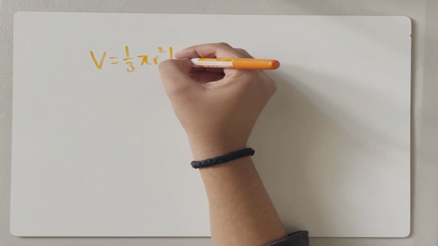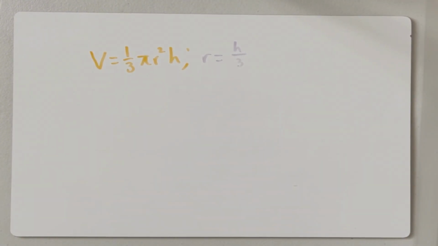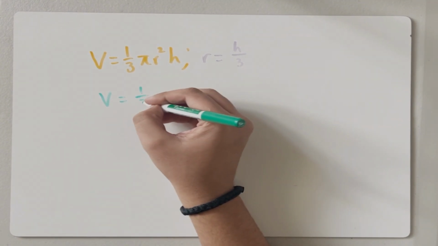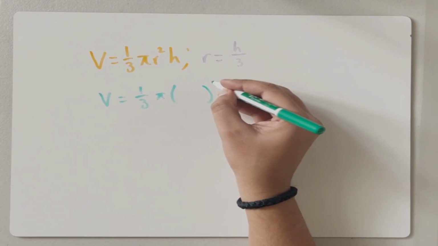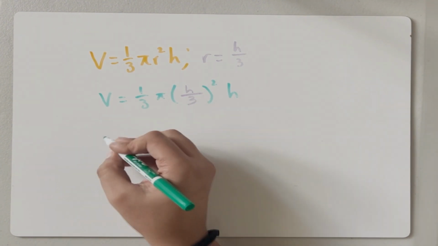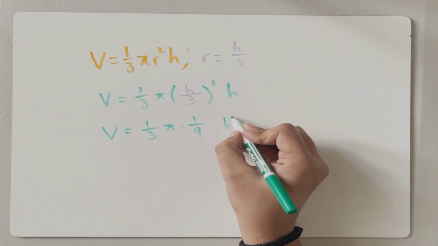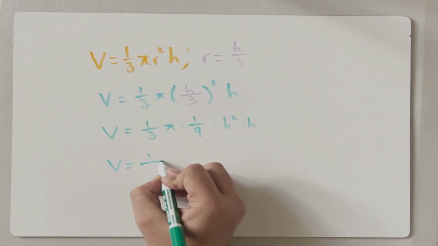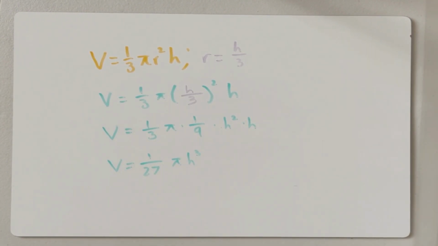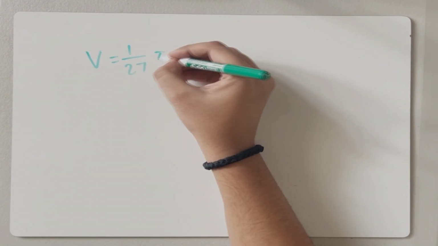Our formula for volume is V is equal to 1/3 pi r squared h, and creating a proportion, we can get that r is equal to h over 3. We can then plug in r into our original equation, and simplifying the equation, we get V is equal to 1/3 pi times 1/9 times h squared times h. That leaves us with V is equal to 1 over 27 pi h cubed. We then need to find the derivative of our equation.